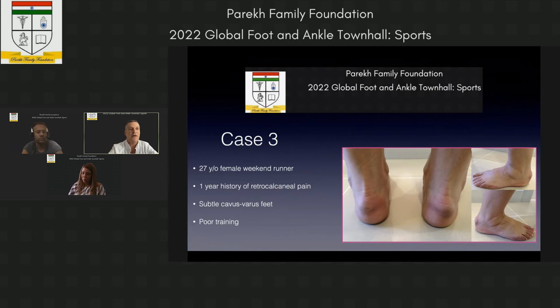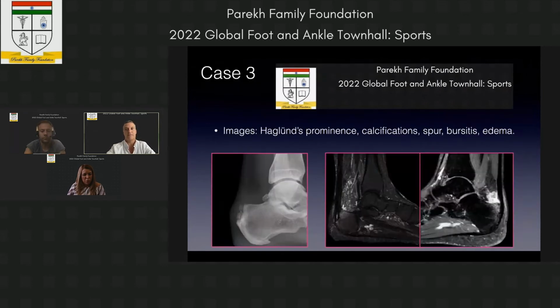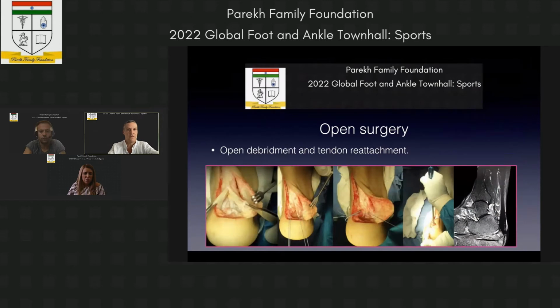There are other factors, extrinsic ones like overuse, poor training methods, advanced age, diabetes, rheumatological disorders, medications, obesity, and inappropriate footwear. In this case, this patient started running 2 years ago without professional training. Images show the presence of Haglund's deformity, calcification at the level of the tendon insertion, retrocalcaneal bursitis, and calcaneal spur and edema.